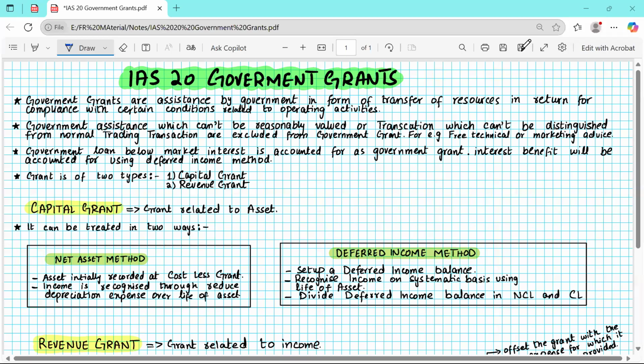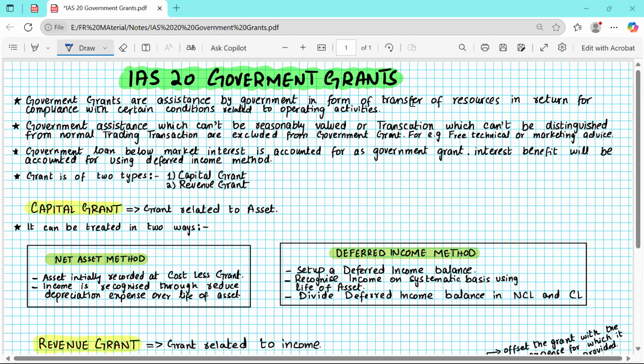Okay, so the standard that we are going to talk about today is IAS 20, Government Grants. Now what is a government grant and how do we treat that? Let's understand. Government grants are assistance by government in the form of transfer of resources in return for compliance with certain conditions related to the operating activities.